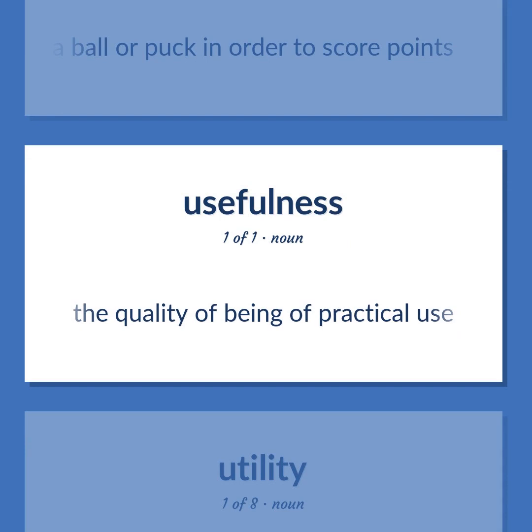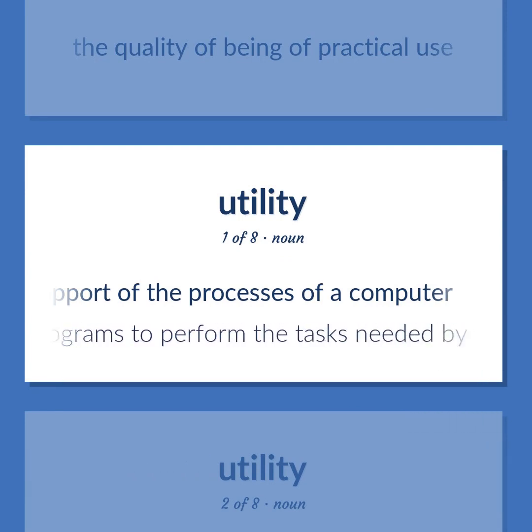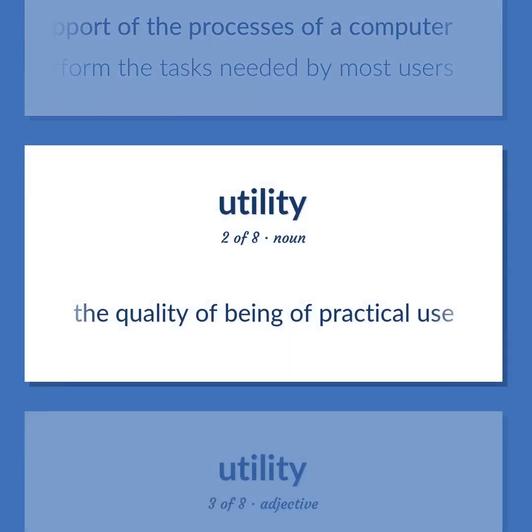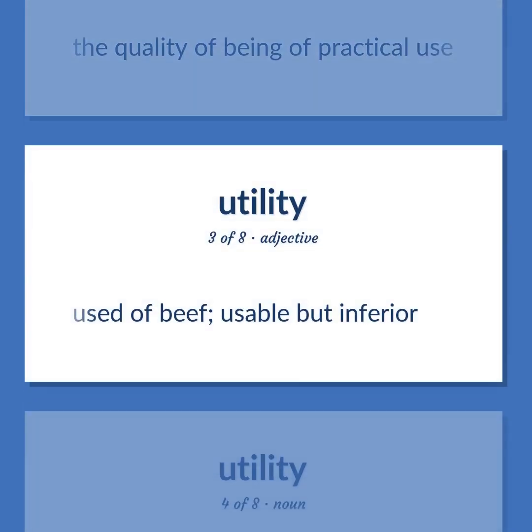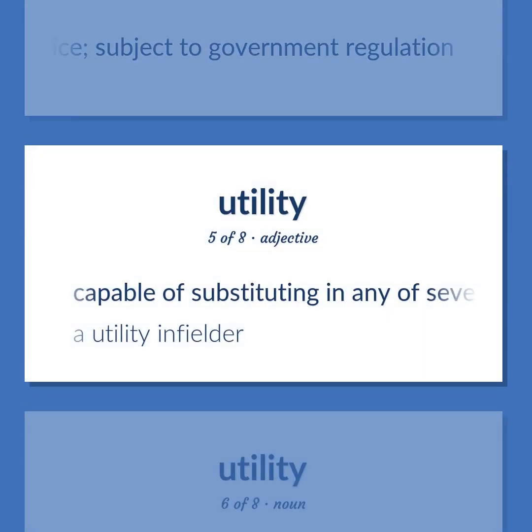The quality of being of practical use. Computer science. A program designed for general support of the processes of a computer. A computer system provides utility programs to perform the tasks needed by most users. The quality of being of practical use. Usable but inferior. A company that performs a public service, subject to government regulation. Capable of substituting in any of several positions on a team. A utility infielder.